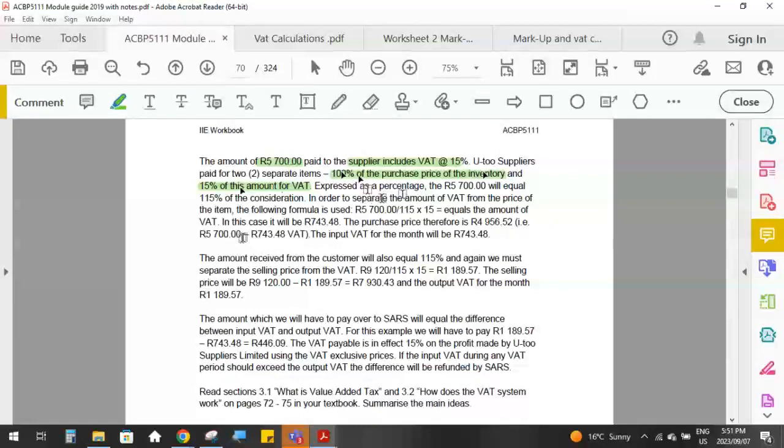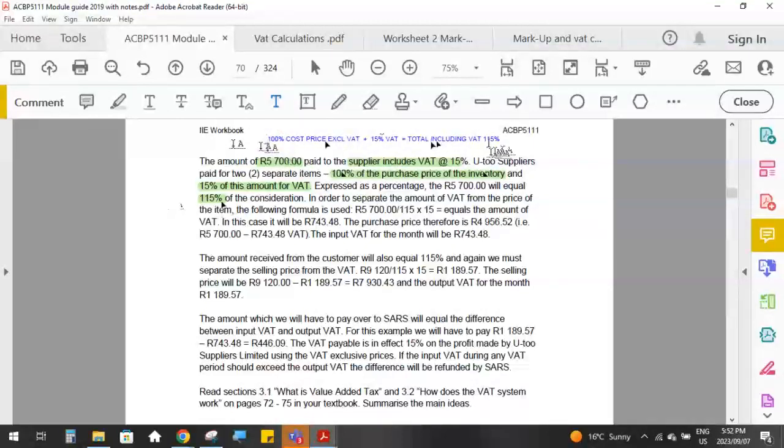Okay, so if we express this as a percentage, the 5,700 is 115%. If you think of it over here, we've got 100%, which is the cost price, excluding VAT. Then we have added 15% VAT onto that, which means that the total, including VAT, is 115% of the original cost price. So always remember these numbers. When you look at an including VAT amount, that represents 115 parts.